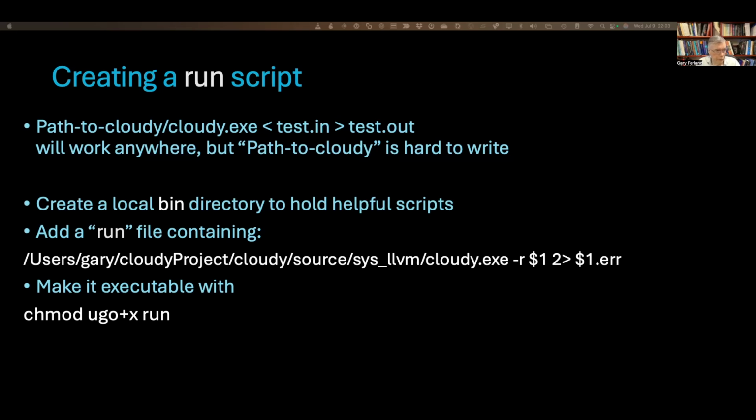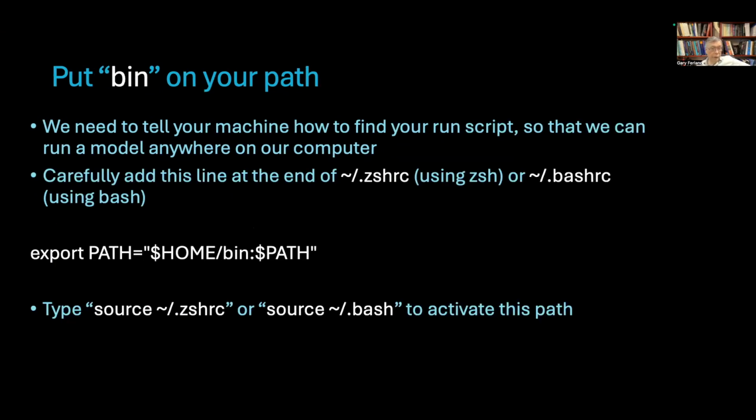Once we create the run file with its contents, we have to make it executable so that the operating system knows to do something with it. You do that with the chmod command, user group other plus x. So we've got that done. Now the next part is to make it so the operating system can find the bin directory and the files that are inside it anywhere on your computer. So we have to modify one of the setup files for the shell that controls the operating system.